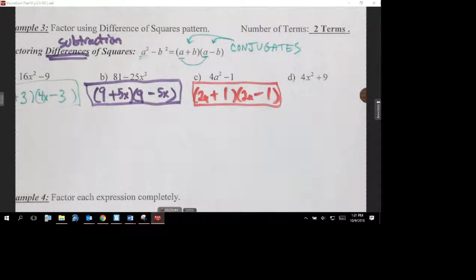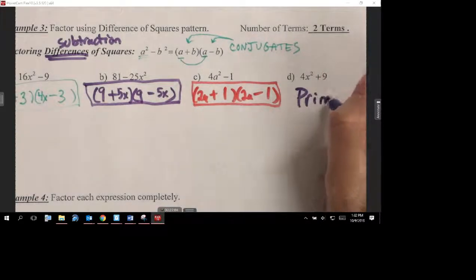D. Is D a difference of squares? No. Why not? Because it is not subtraction, it's not a difference of squares, you don't have to go any further. This is prime. What's a prime number?